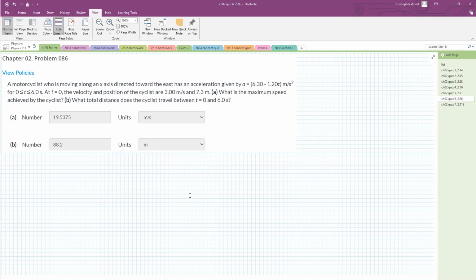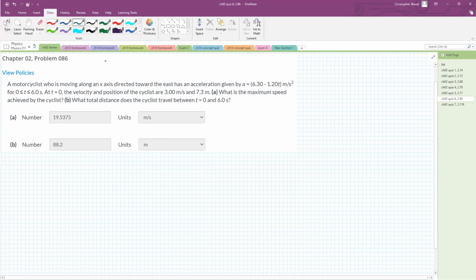A motorcyclist who is moving along an x-axis. So once again, that's your cue. Because on the exam, I'm not going to say, hey, the following is a one-dimensional kinematics problem. You're going to have to know. And so this is a cue. A motorcyclist is going along the x-axis. So right here, this is saying, aha, one-dimensional kinematics. Not X and Y, not X and Y and Z, but just X.